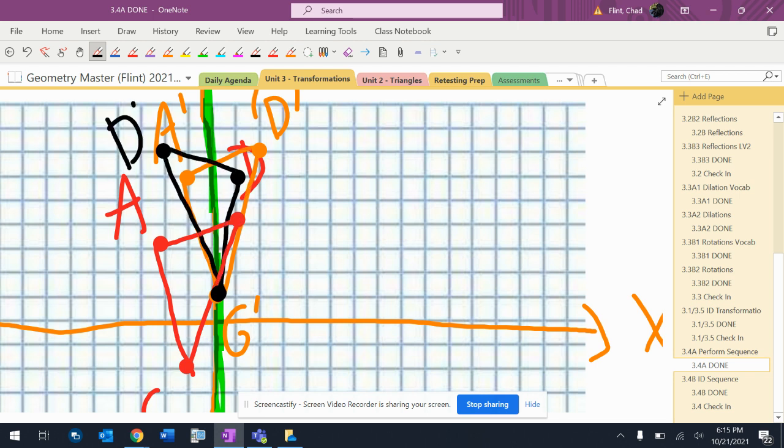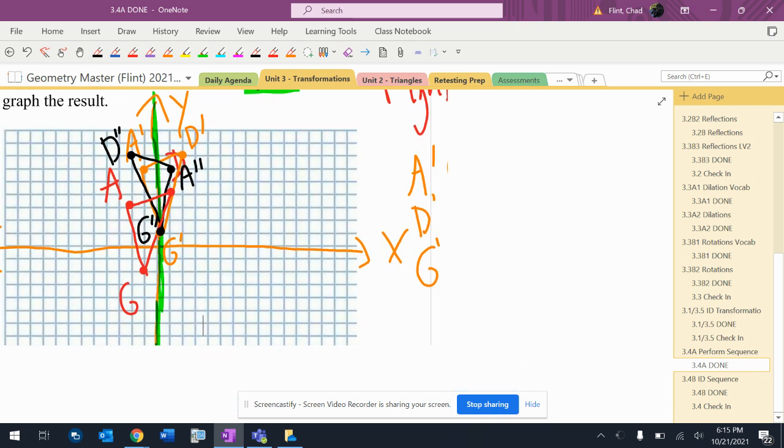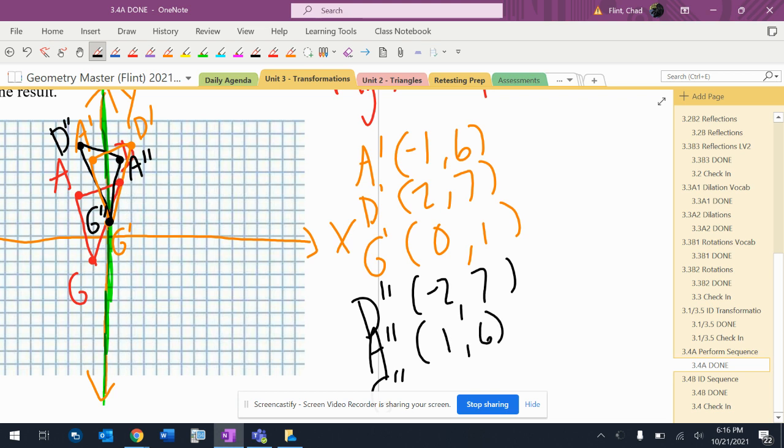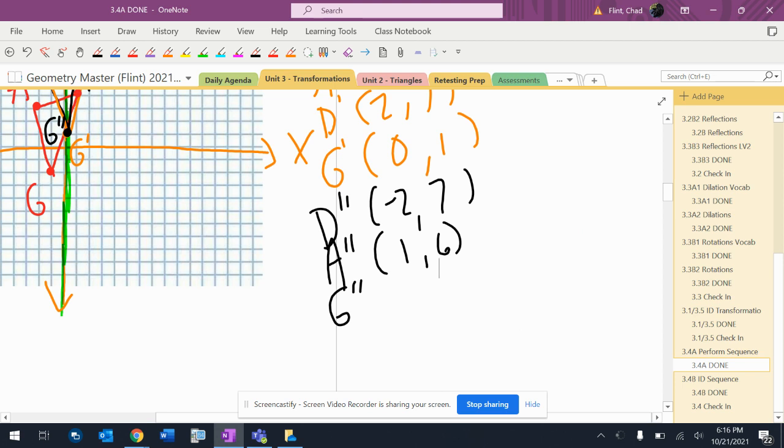These can get messy because they can all be on top of each other like this. The good thing is I have different colors, so I can make things look a little bit nicer. And then I'm going to come over here, D prime prime, A prime prime, G prime prime, and I'll slide it here a little bit in a second to get that coordinate. So D prime prime is -2, 7 if I count carefully. A double prime is 1, 6 if I count carefully. And then G didn't move. So G double prime is 0, 1.